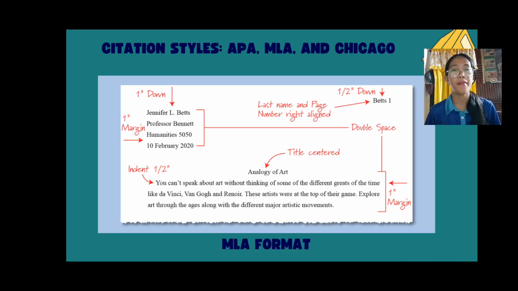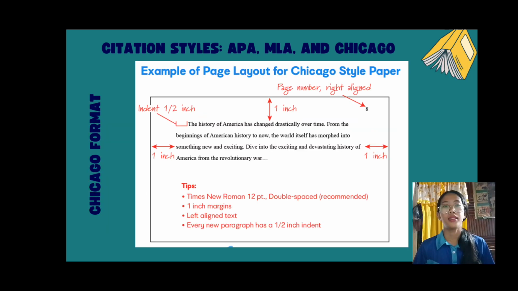Next, we have MLA format. This is commonly used in humanities. It focuses on author and page number. So that is the example of MLA format. And lastly, we have Chicago format. This is often used in history and social sciences. It uses footnotes and endnotes for citation.